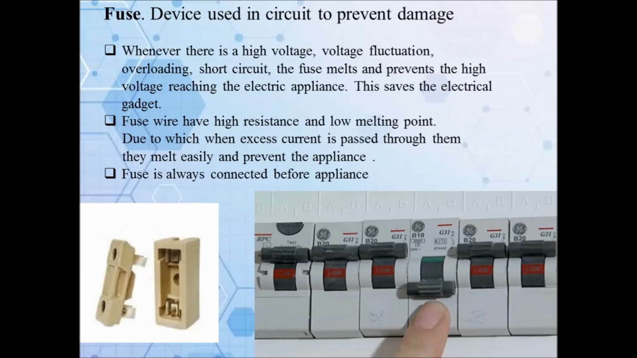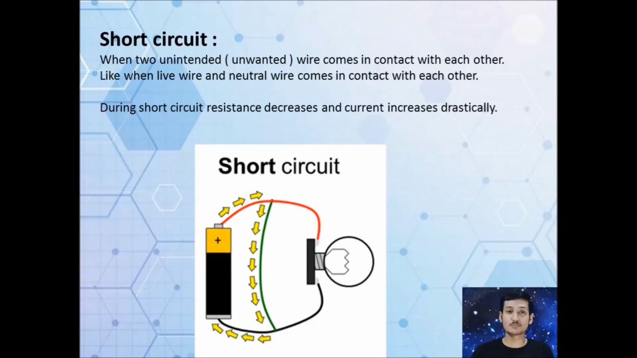Now we have used one term here, short circuit. What do you mean by short circuit? Whenever two or more unwanted wires come in contact with each other, a short circuit occurs. Generally we can say the live wire and neutral wire come in contact with each other. So what will happen if the live wire and neutral wire come in contact with each other? We have seen in electrical chapters that current flows through the path which has the least resistance, and when there is no resistance in the path, all the current goes through it.